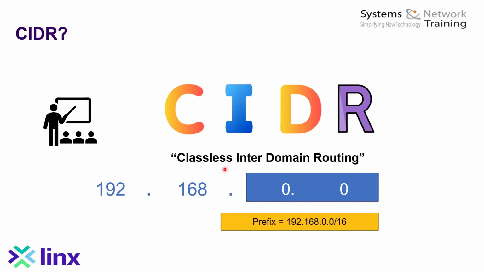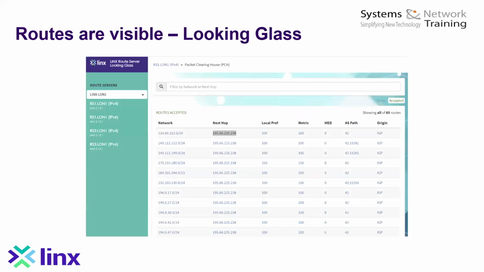The fact that we can use different size masks is the reason for the "classless" there. But what we just did, that illustration of what we just did before, is what classless inter-domain routing means at its most essential. So yeah, that's another one of those buzzwords. That's what CIDR is.